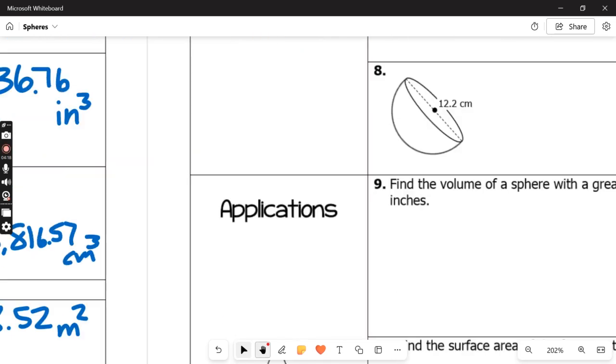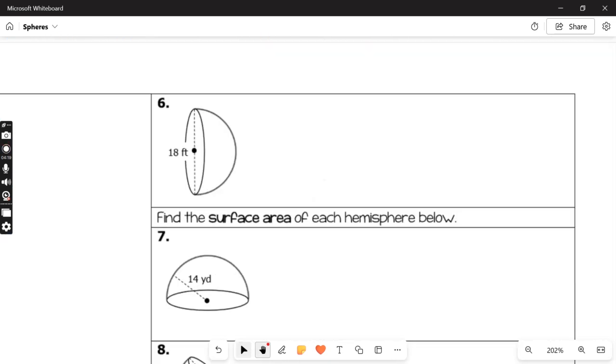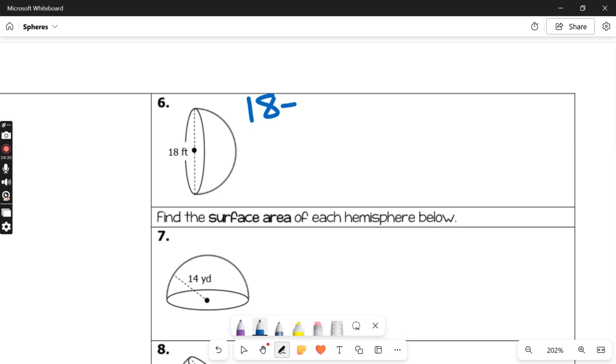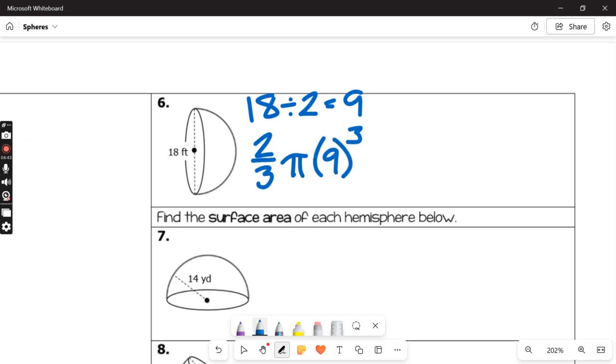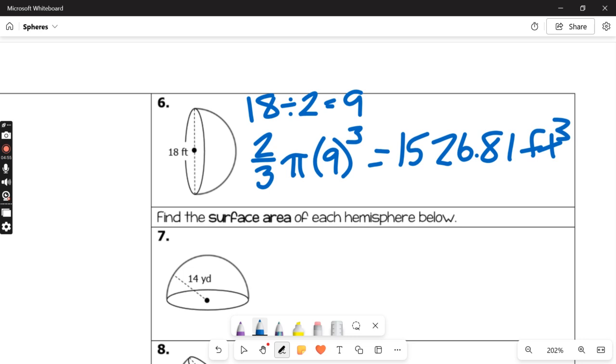All right, going over to the back. We're still looking for volume on this one. It gave us the diameter, so we're going to cut that in half. Half of 18 is 9. So using that formula from the front, we're going to say 2/3 pi times 9 cubed, which is 1526.81, and this would be feet cubed.